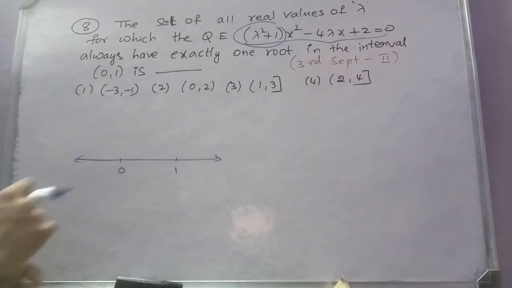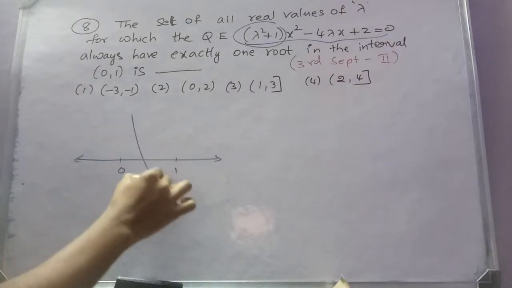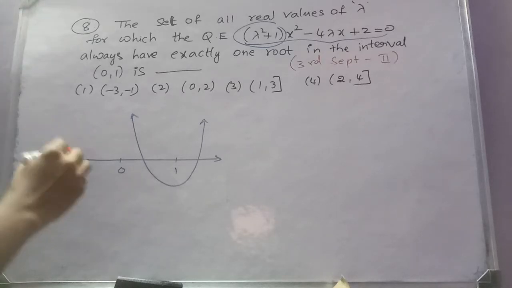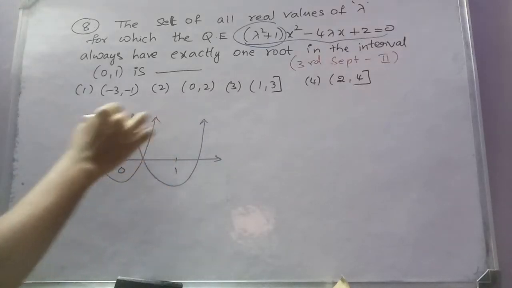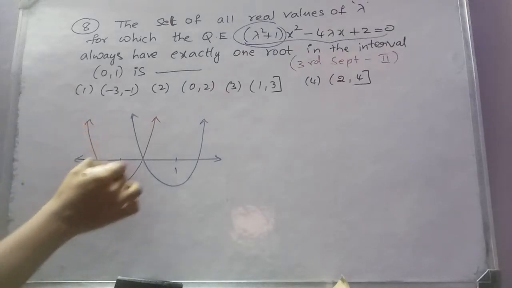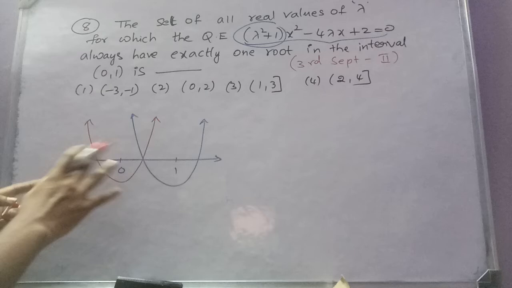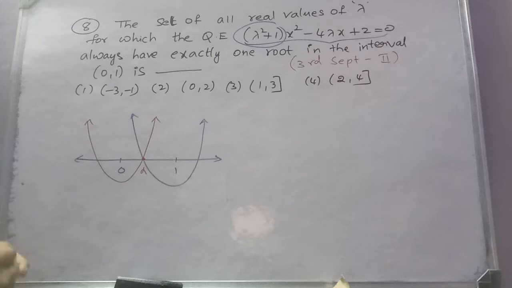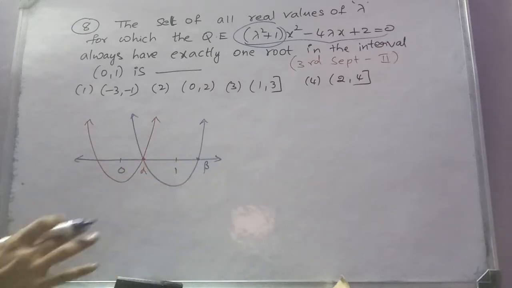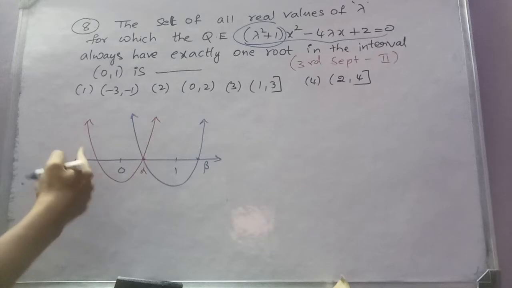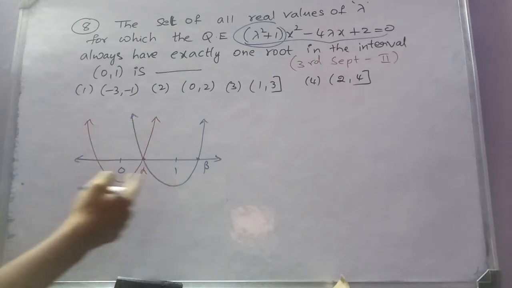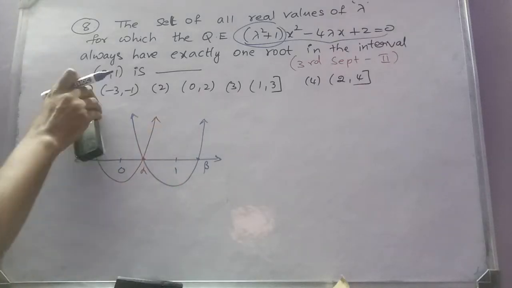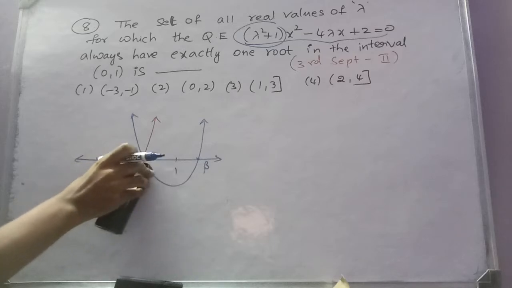So how can I draw the graph now? Either I can draw the graph like this, or I can draw the graph like this. Either way, it doesn't matter. So either way, we have only one root alpha between 0 and 1. And where is the other root? You just concentrate on the blue color graph. You can ignore the red color graph. So I'm erasing the red color graph so that we don't get confused.